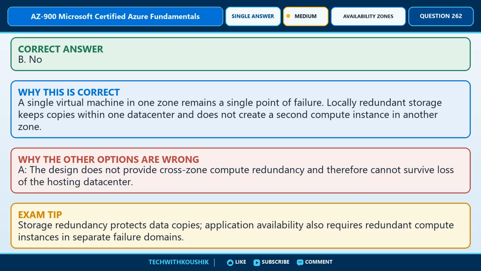Go with option B, no. This works because a single virtual machine in one zone remains a single point of failure. Locally redundant storage keeps copies within one data center and does not create a second compute instance in another zone. The remaining options can be eliminated because the design does not provide cross-zone compute redundancy and therefore cannot survive loss of the hosting data center.